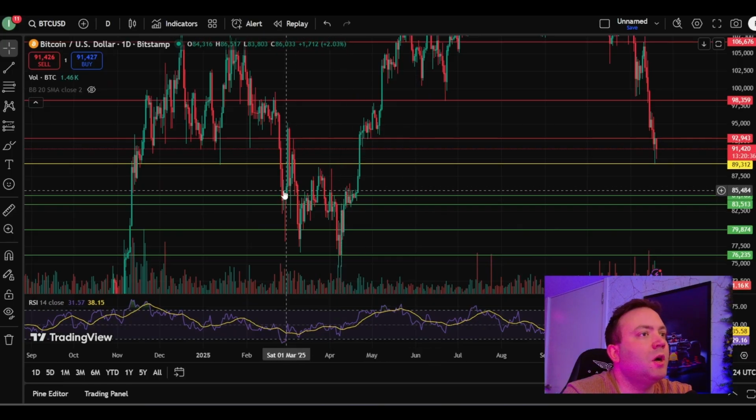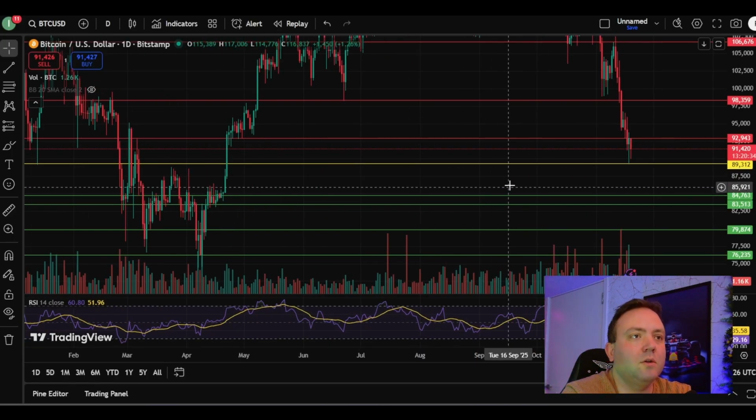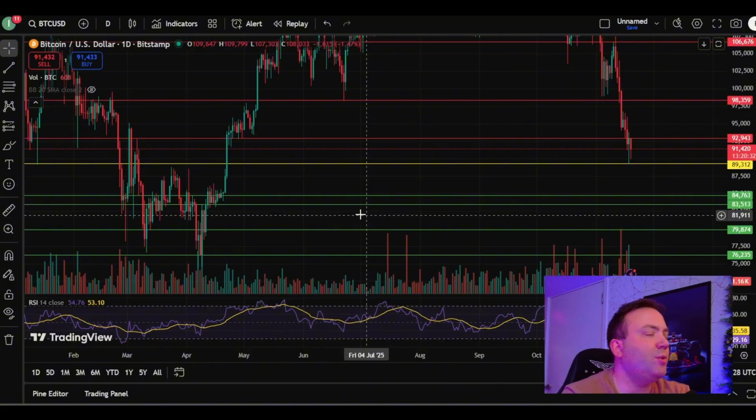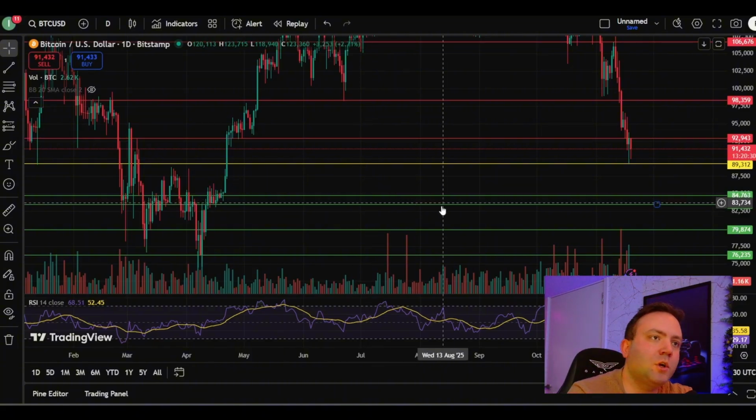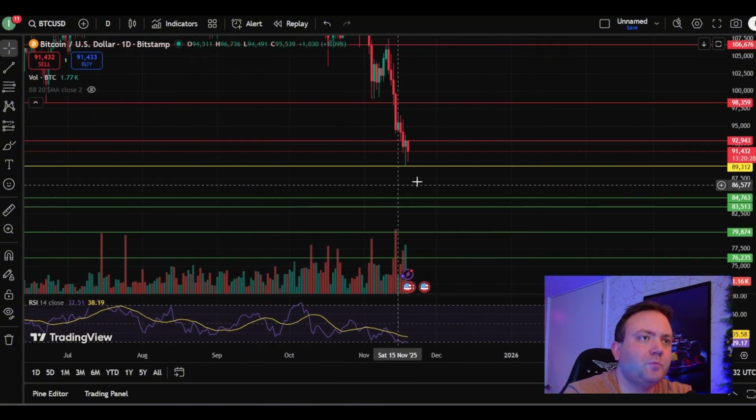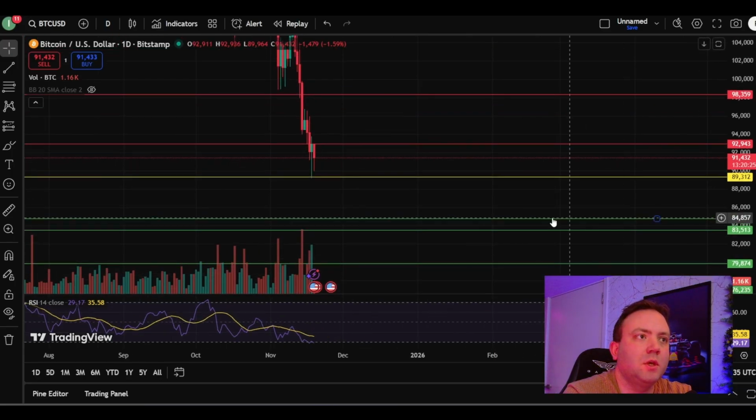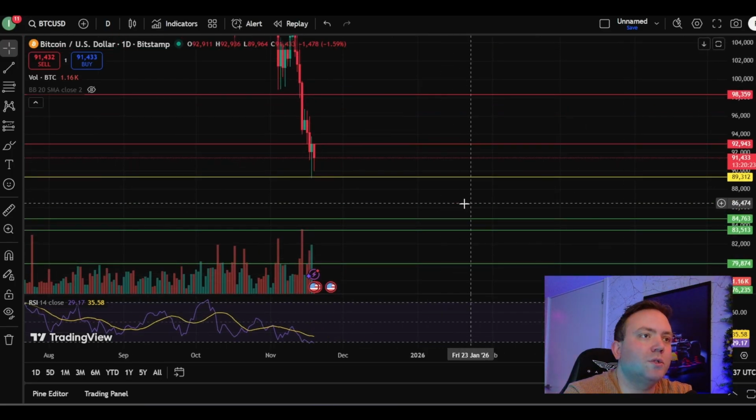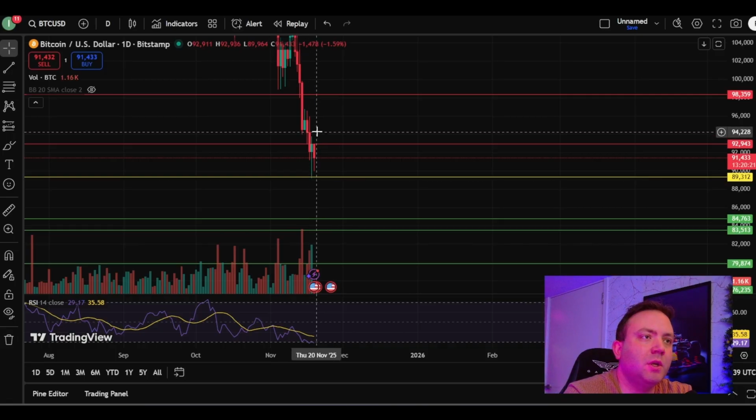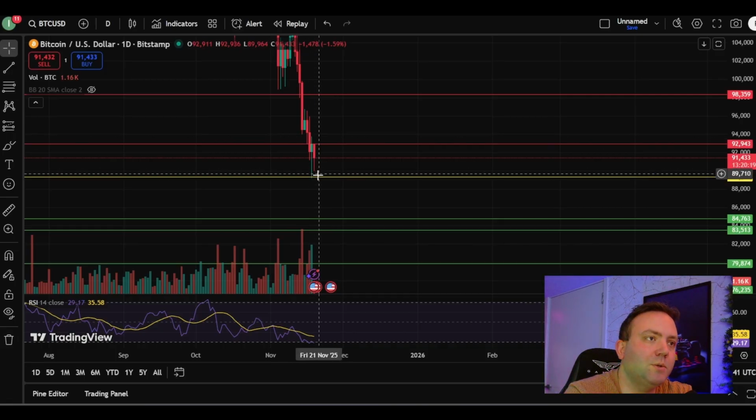But it is a level on a daily chart, and daily time frames are always a little bit more stable than lower time frames. Lower time frames tend to be a lot more volatile. Daily time frames tend to be a lot more stable. So it did bounce here and it bounced considerably, but it seems to be selling off again.